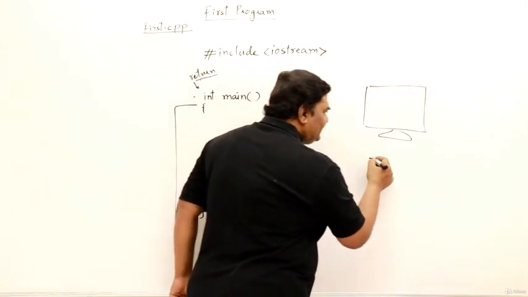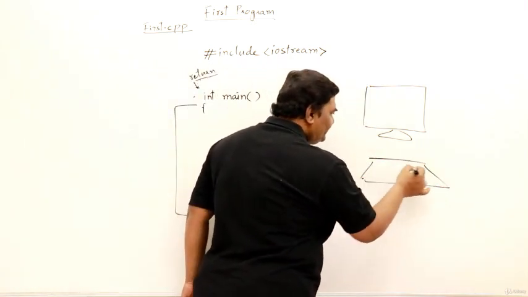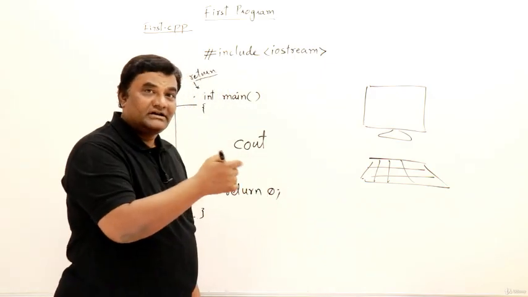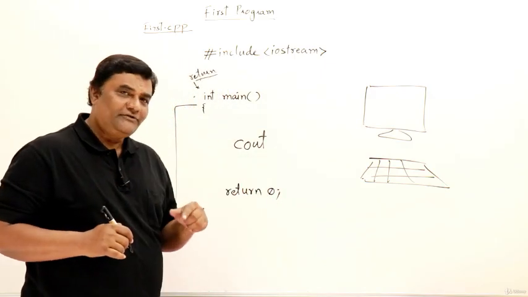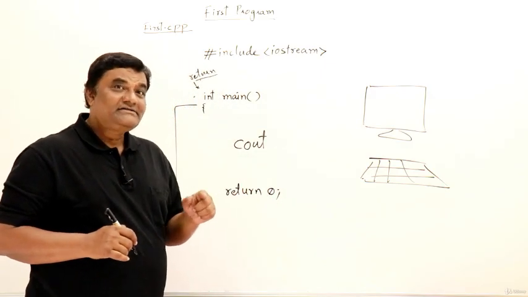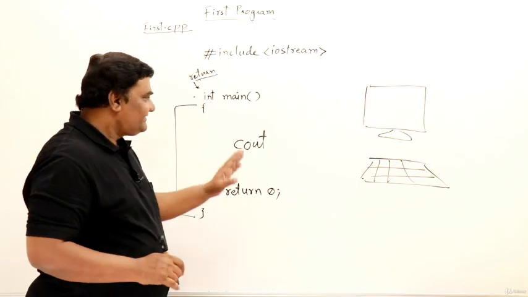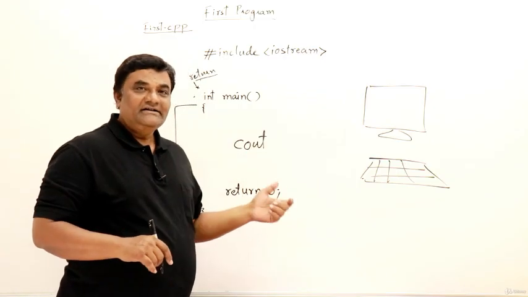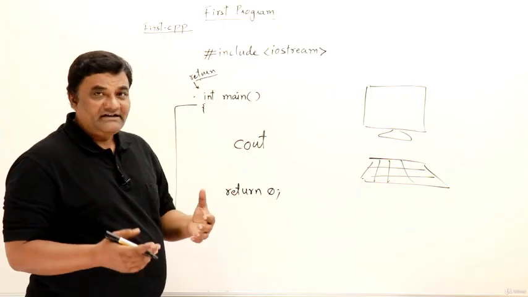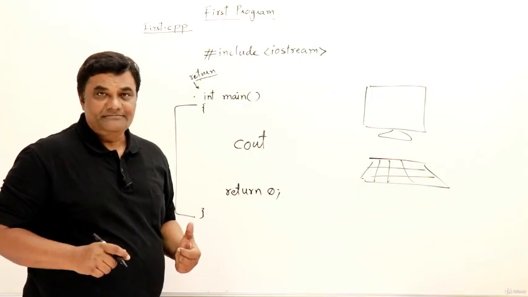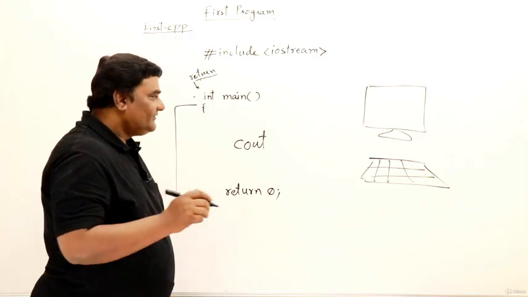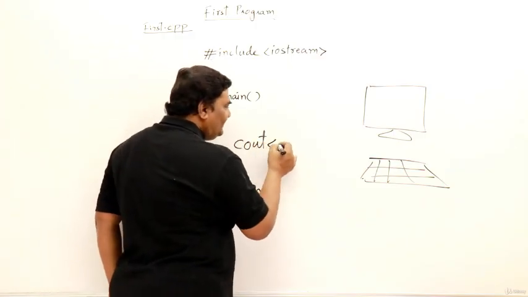Then there is the keyboard, which is useful for taking input, right? So this is the input console. So for that there is cin: cout for monitor, console out, and cin, that is console in, for the keyboard, taking any input from the keyboard. So let us use cout and print something on the monitor. As I said, we will be printing hello world.